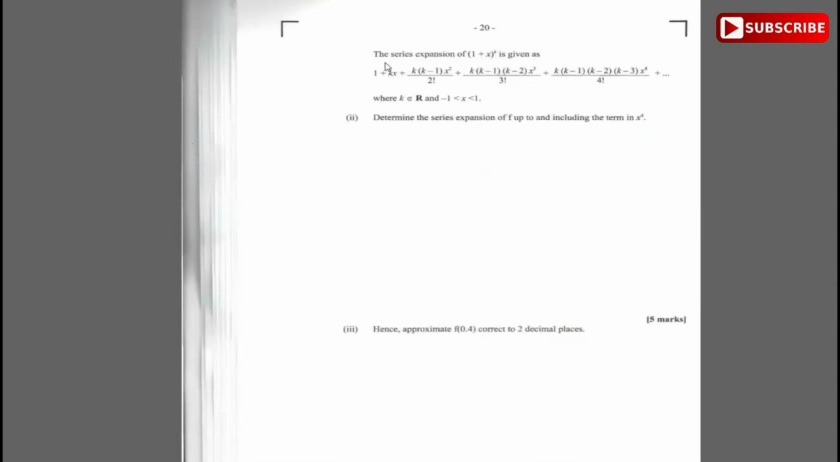It says the series expansion of (1 plus x) to the k is given as 1 plus kx plus k times (k minus 1) x squared over 2 factorial plus k times (k minus 1) times (k minus 2) x cubed over 3 factorial plus k times (k minus 1) times (k minus 2) times (k minus 3) x to the 4 over 4 factorial. And it says determine the series expansion of f up to and including x to the 4. So let's do this question.